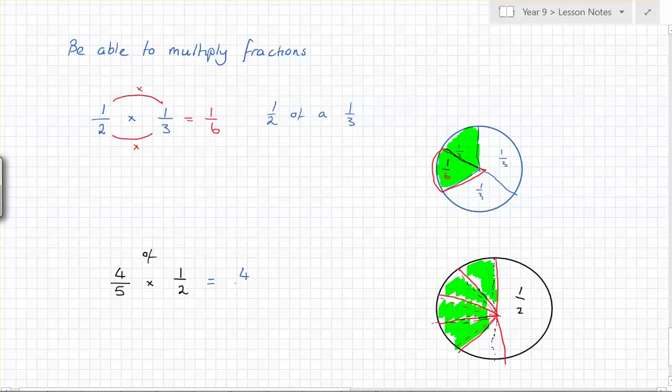4/10. Yeah, perfect. 4 out of what would have been 10 pieces. So the question is, does it work again? Can I multiply the top and the bottoms? Yes, it has worked. Okay, so 4 times 1, 5 times 2. No problem whatsoever.